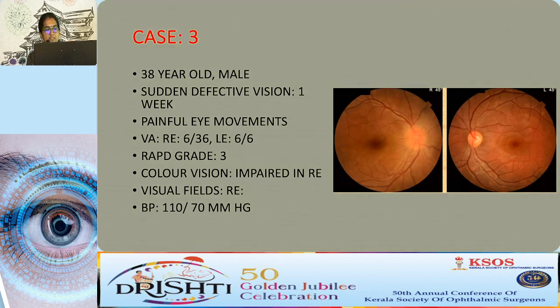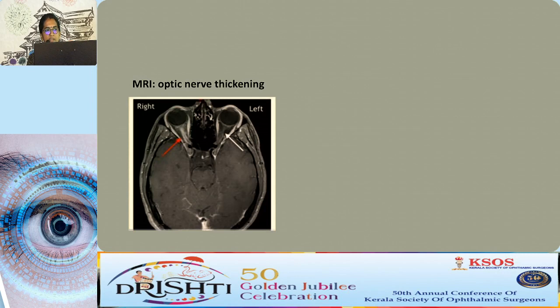In case 3, this is a 38-year-old male with sudden defective vision. He had painful eye movements. This is a very typical feature of optic neuritis. And the vision was 6/36 in the right eye with grade 3 RAPD. And color vision was also impaired. BP was normal, and he had optic nerve thickening in the MRI. So this is a right eye optic neuritis.